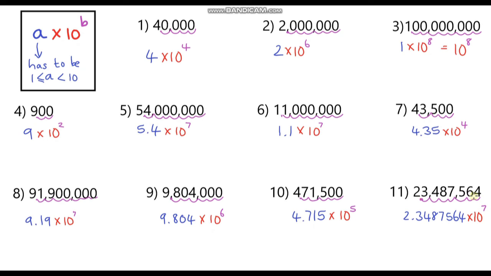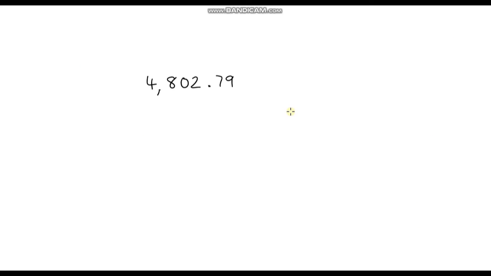So these are the 11 answers. So how did you get on with those 11 questions? Did you get them all right? Well, hopefully you got them all right. If not, hopefully you can see where you went wrong. I'm going to do one more bonus question before I leave this video. So my question to you is, can you write this number in standard form? And notice we have a decimal place here.